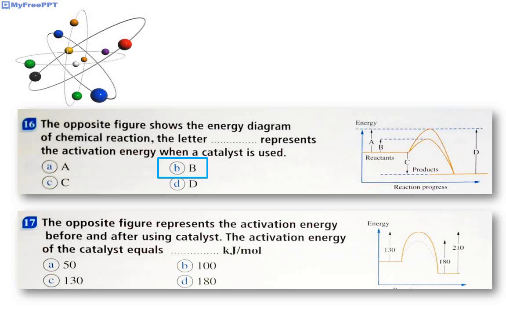Which of these numbers represents the activation energy with catalyst? We have 100. It means that if we use a catalyst, the activation energy difference between each of them decreases. So the activation energy decreases after using the catalyst.